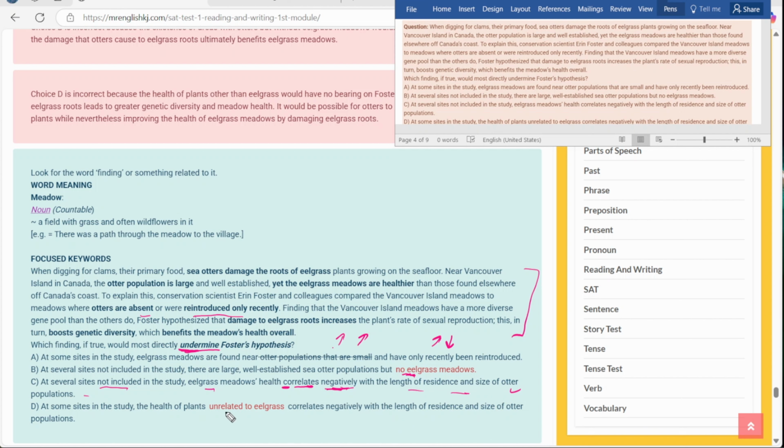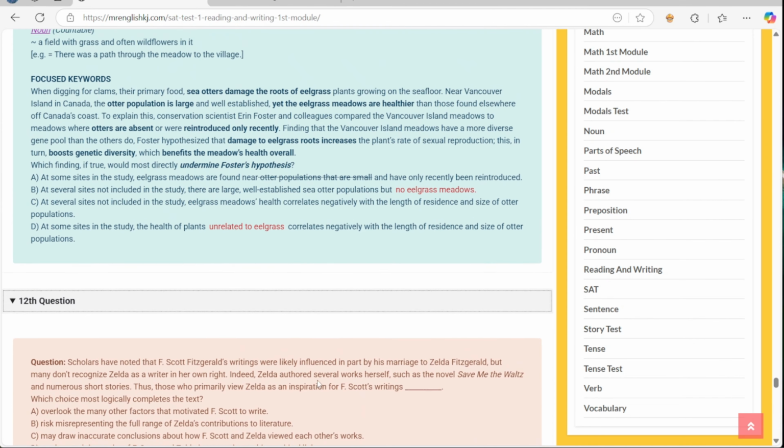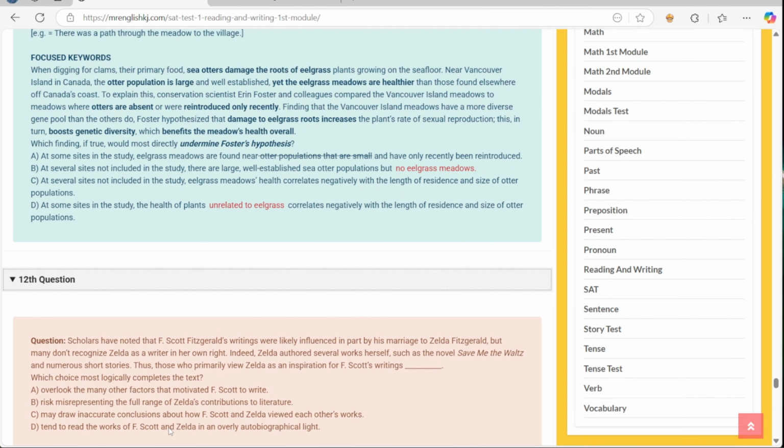At some sites in the study, health plans unrelated to eelgrass. Well, if it is unrelated, it is not related to the text at all, right? So wrong. Next, take a look and pause.